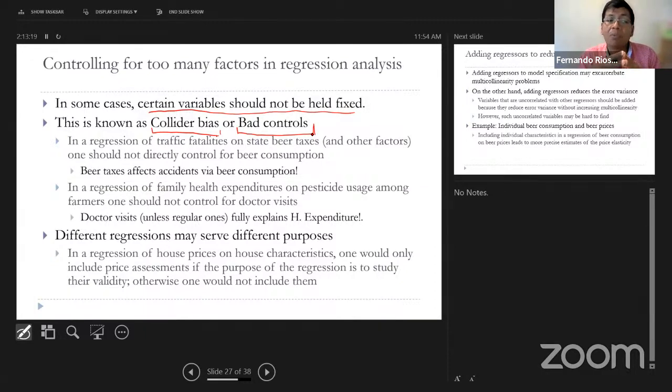The idea is to avoid variables that might inadvertently absorb the impact of the variables of interest. And for that, perhaps it's going to be better to go to a very simple example. Let's say that we're trying to analyze the impact of taxes on beer and what's the impact on traffic fatalities. So that's our purpose. You have been hired by the state of New York, let's say, who is thinking about increasing the tax on beer and see what's the impact on fatalities.